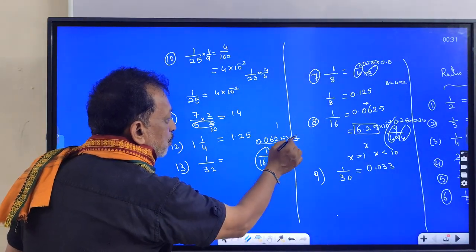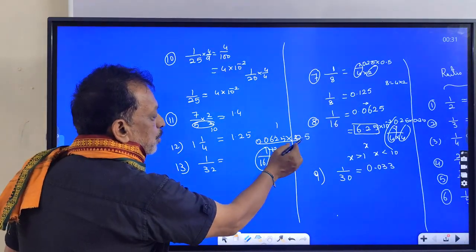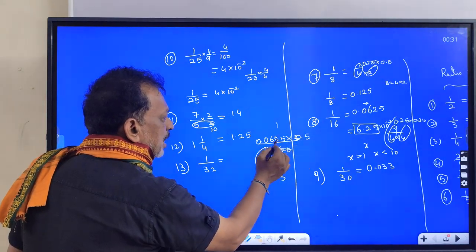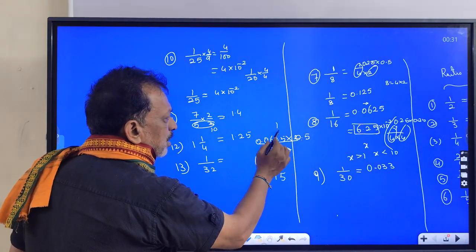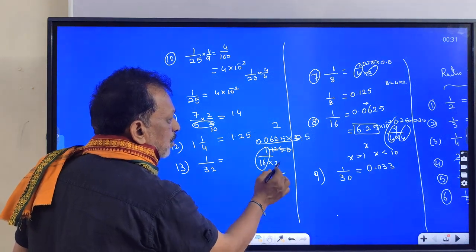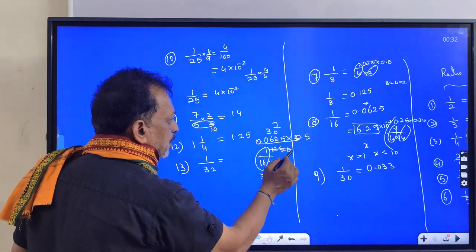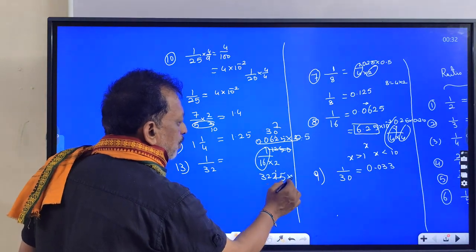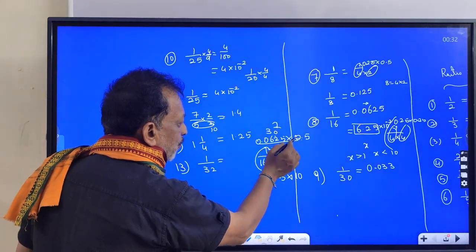Now this much you have: 1 by 2 value is 0.5. Now I did a mistake. Now if you simplify, 5 5s are 25, 5 2s are 10, that is 12, 5 6s are 30, then 32. So how many places are there? 1 2 3 4 5. So I can write 10 to the power of minus 5.